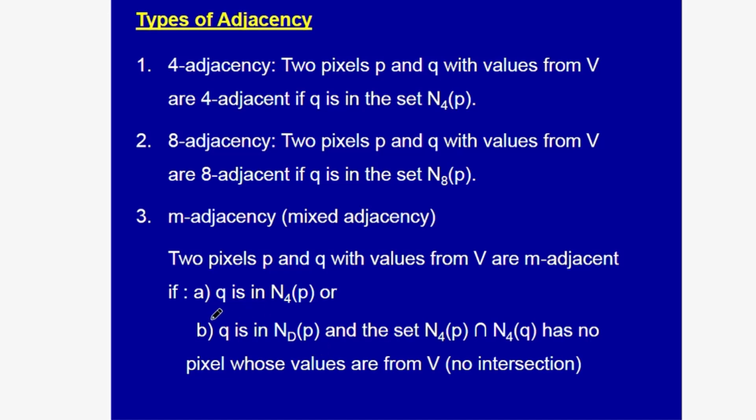Remember, if Q is in N4 of P, that means the horizontal and vertical neighbors. Okay, in M adjacency, horizontal and vertical adjacency can be defined only with the simple N4 of P condition. But for the diagonal condition, you have to check whether Q is in ND of P, and also this N4 of P intersection N4 of Q must be empty, meaning it should not give any values. Okay, if that is satisfied, then only you can say P and Q are M adjacent.